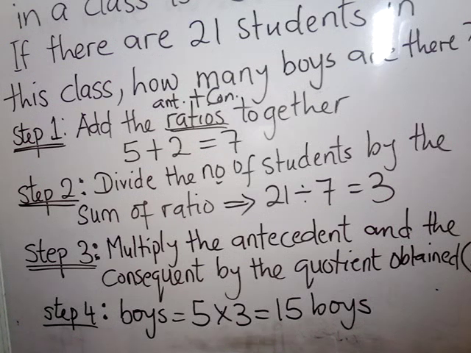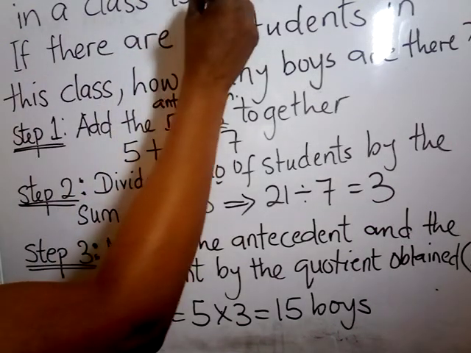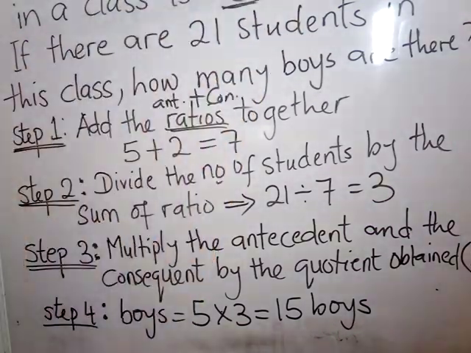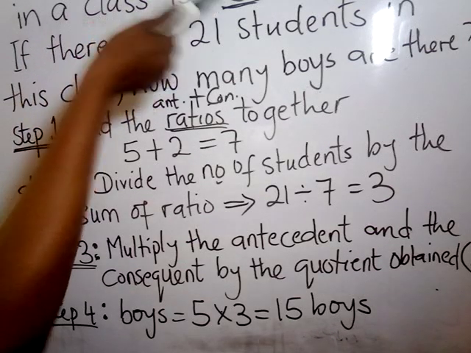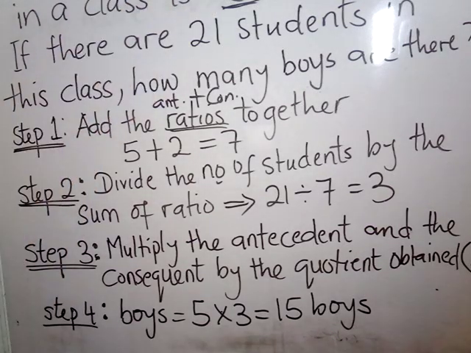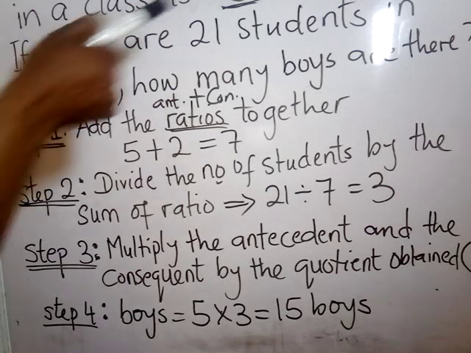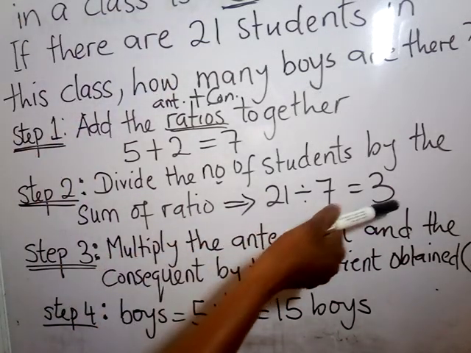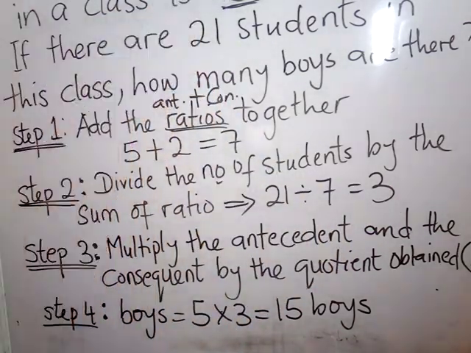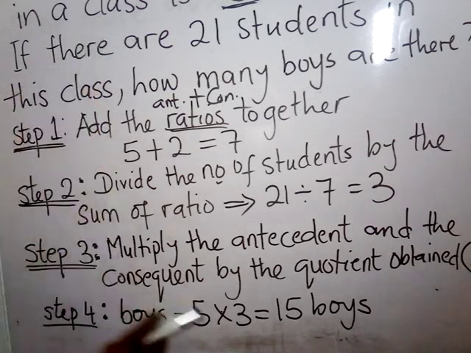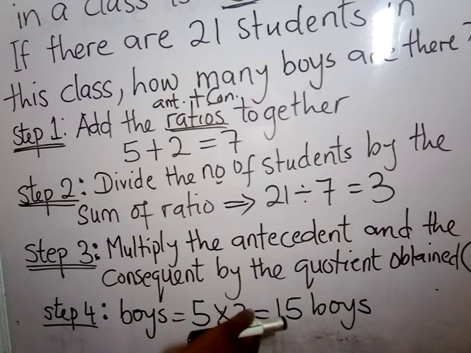Since in this case we are asked to look for the number of boys, remember, the ratio of boys is 5, and that's the first one, the antecedent. Now that we have our quotient 3, you simply use that 3 to multiply 5. And when you use 3 to multiply 5, what you get is 15. That means in this class there are 15 boys.